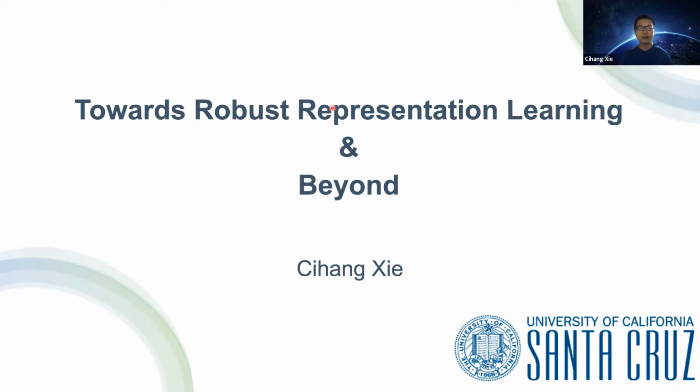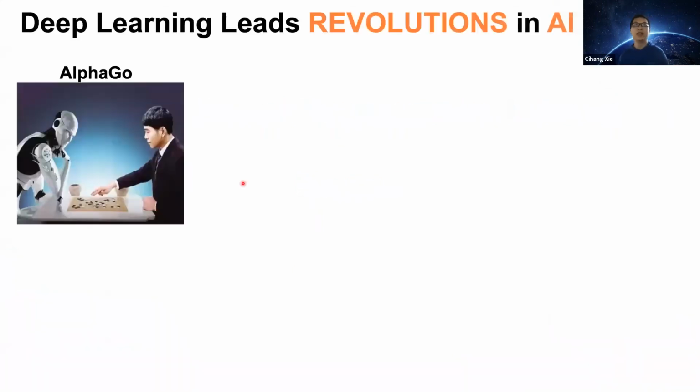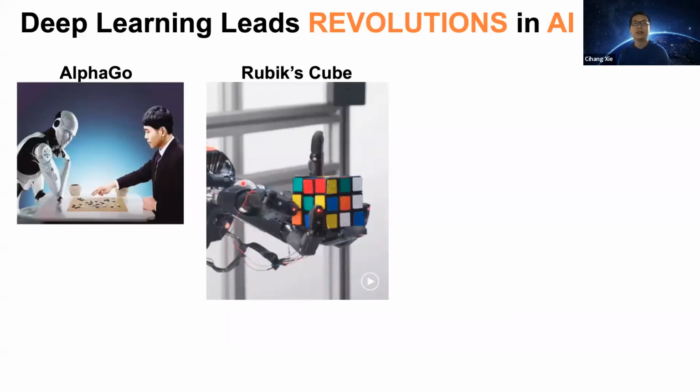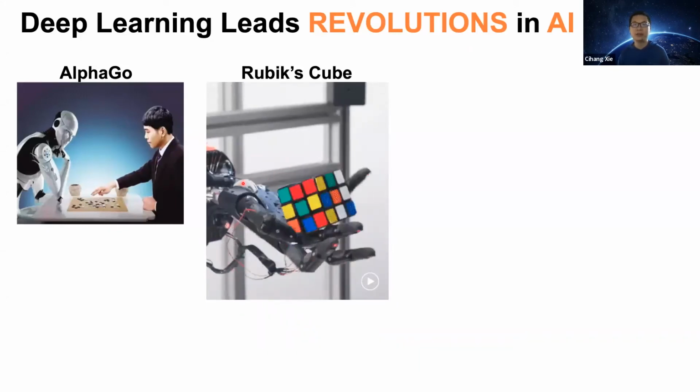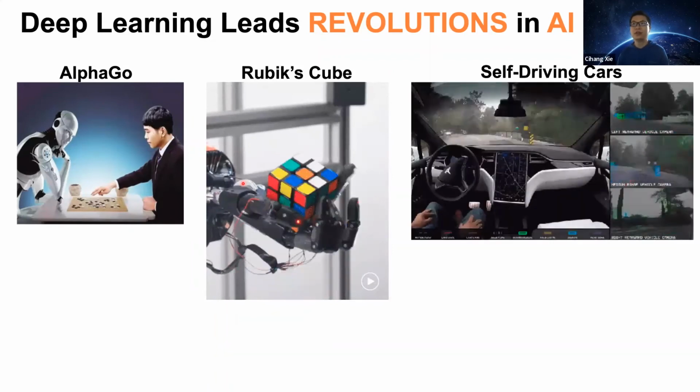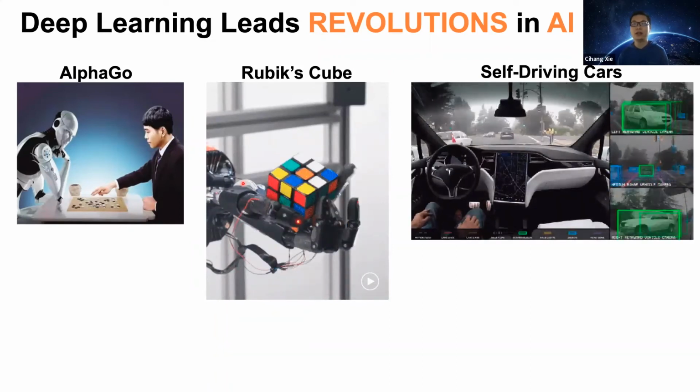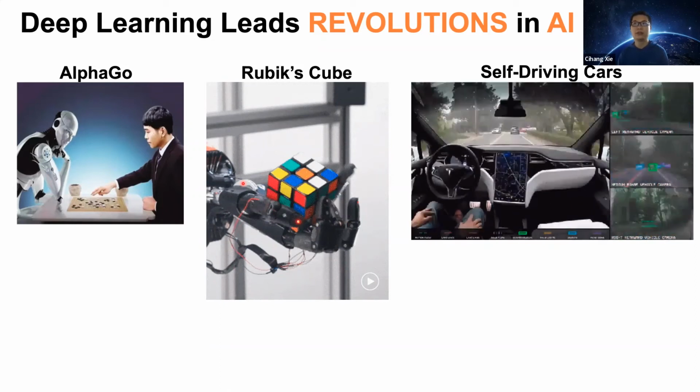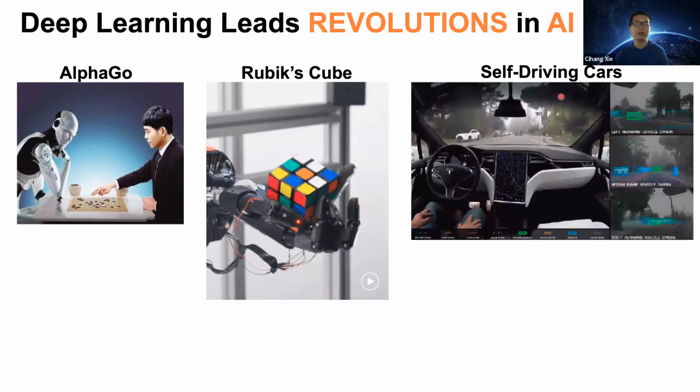Okay. First, thanks for inviting me to give a talk here. The topic I'm going to introduce today is towards robust representation learning and beyond. First, there is no doubt that deep learning has led to huge revolutions in AI. For example, with deep learning, we can now beat the best Go player in the world. Also with deep learning, our robot can solve the Rubik's cube problem. And again, with deep learning, you can see from this Tesla auto-driving system demo that it works pretty reliably most of the time.